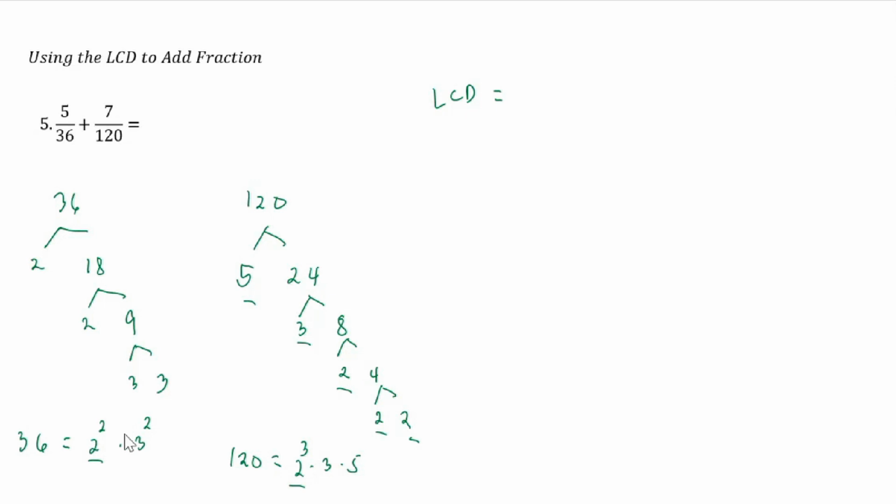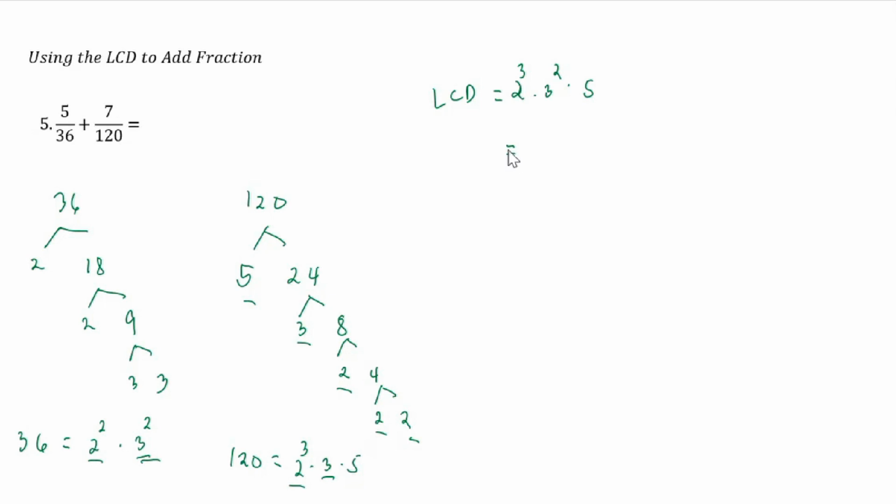So the highest power of each prime number. For 2, we have 2 squared and 2 cubed, so I will take 2 to the third power. And for 3, we have 3 squared and just 3 to the first power, so I will take 3 squared. And for 5, since there's no 5 here, I will write 5, because 5 to the first power is the highest. Now, after that, you multiply or simplify this.